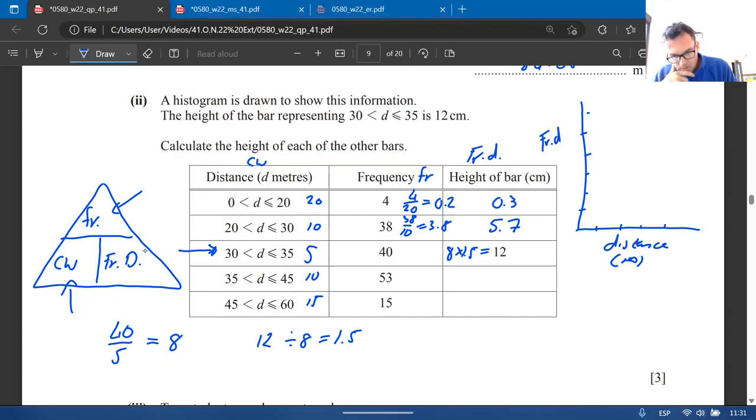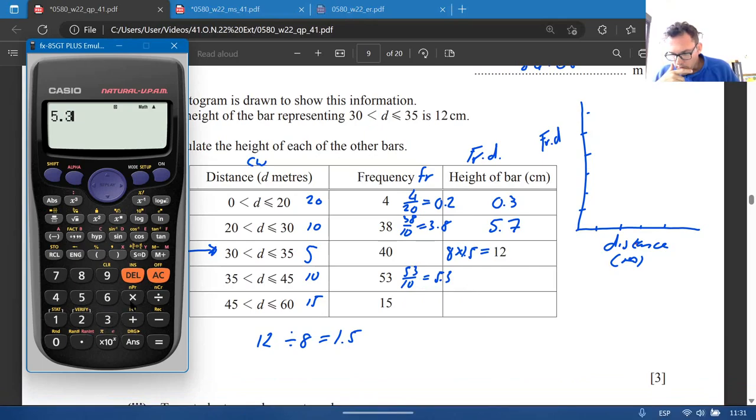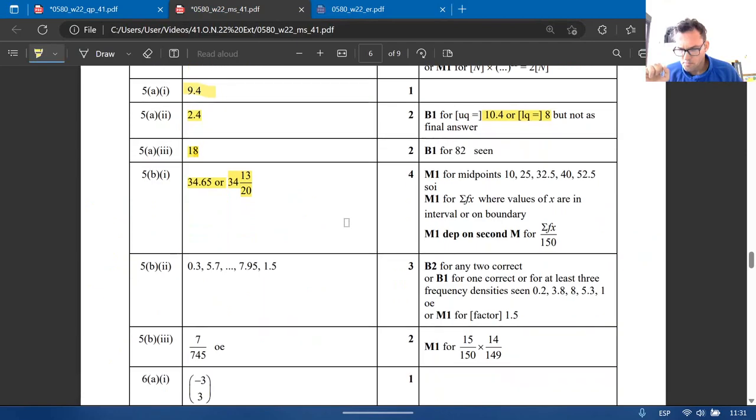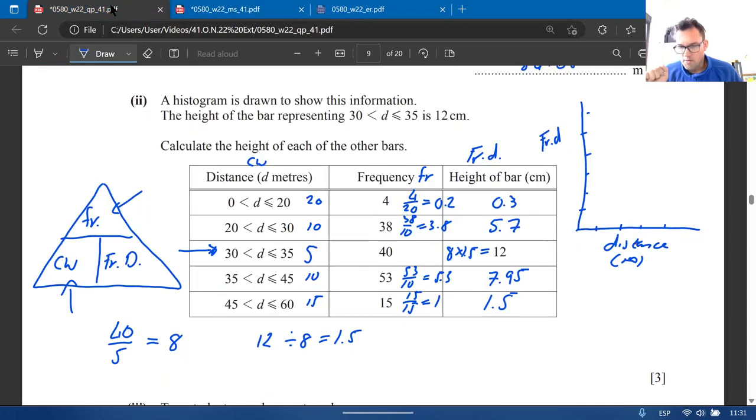5.7. Next one will be, of course, 53 divided by 10, 5.3 times 1.5 is 7.95. Last one, 15 divided by 15 is 1. 1 times 1.5 is 1.5. So we have 0.3, 5.7, 7.95, 1.5.